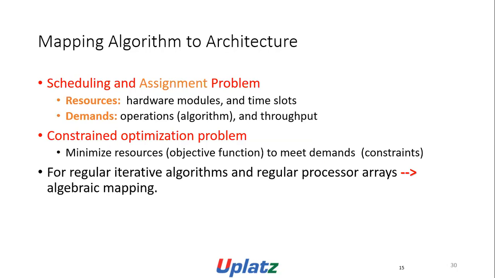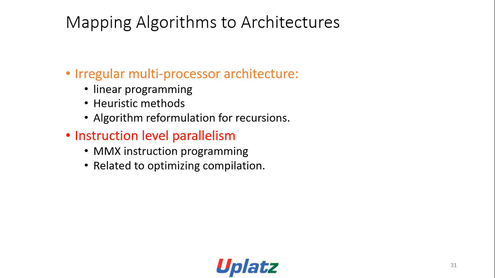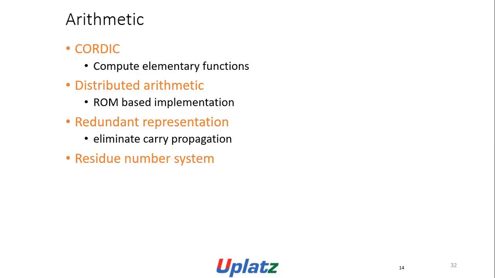Mapping algorithms to architecture is a scheduling and assignment problem. Resources are hardware modules and time; demands are the operations of the algorithm and throughput constraints. It is an optimization problem: minimize resources, with an objective function to meet the demand constraints. For regular iterative algorithms and regular processor arrays, algebraic mapping is used. For irregular multiprocessor architectures, linear programming and heuristic methods are used, as well as algorithm reformulation or recursions. At the instruction level, such as MMX instruction programming, it is related to optimizing compilation.